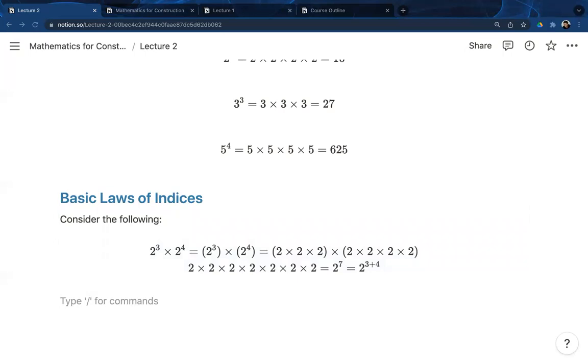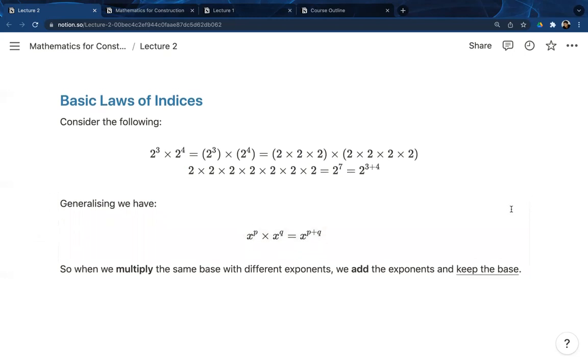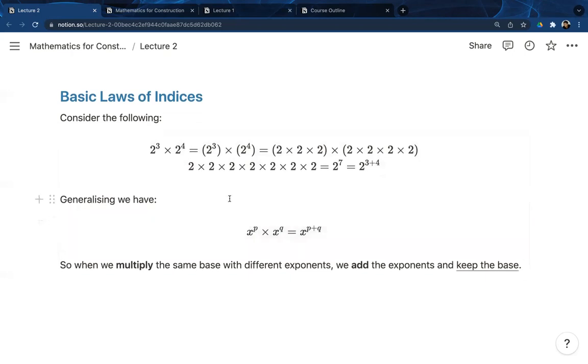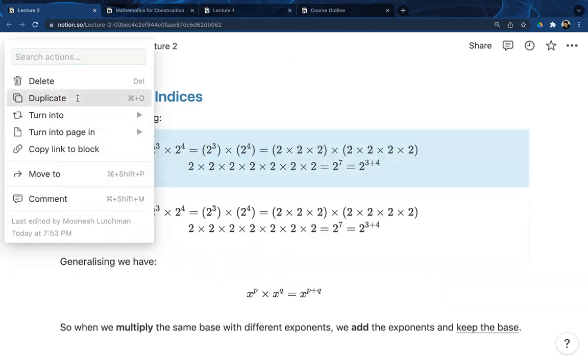And we could generalize this. We could say x to the p multiplied by x to the q. Once the bases are the same, we just add the indices, x to the power p plus q. So for multiplication of two terms which have the same base raised to different powers, what we do is we add the indices. This is the first rule here. We'll summarize them in the end. So let me duplicate this.